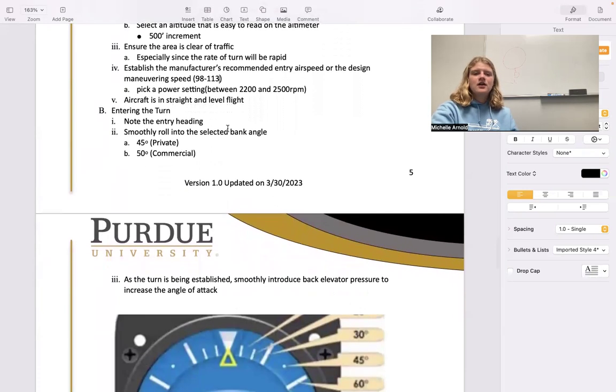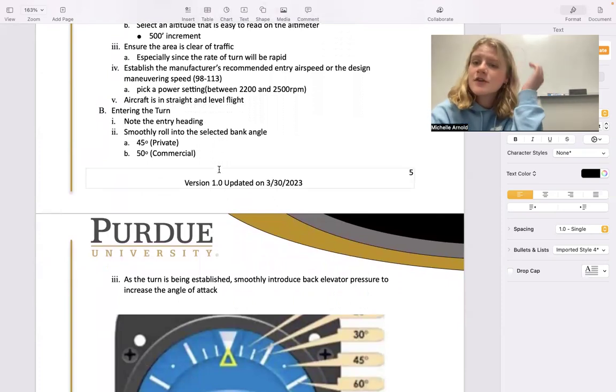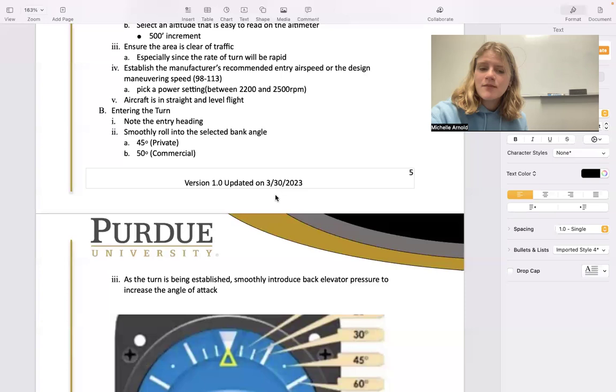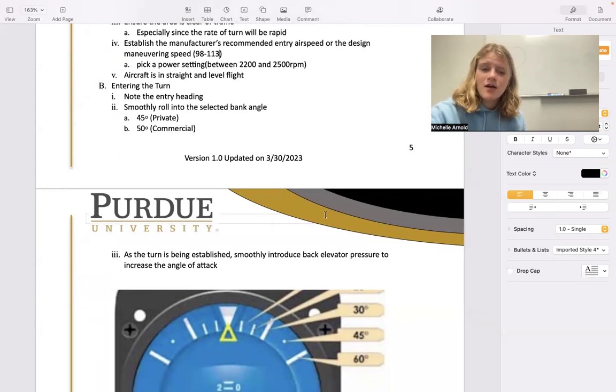So entering the turn. First, you want to note your entry heading and pick a visual reference point. Could be a road, a mountain, a building, something in front of you that you can visually reference. And then you also want to bug it on your heading indicator. You want to smoothly roll into the selected angle. As you're rolling in, you'll increase a little bit of power, and you'll also probably want to do around 2 rolls of trim so that you can keep that pitched up attitude.